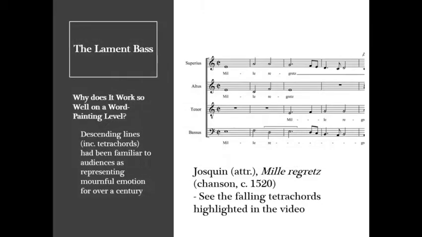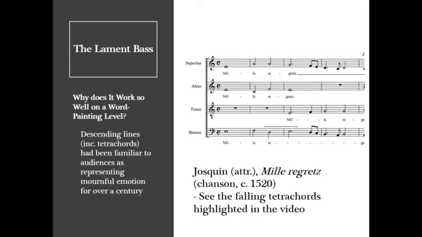So we're going to look at a few examples. And one of the questions is, why does it work so well on a word painting level, especially in the 17th century? So one of the reasons is that already by around 1600 or so, the idea of using descending melodic lines to convey a mournful emotion was well known, was very familiar to audiences at that point.